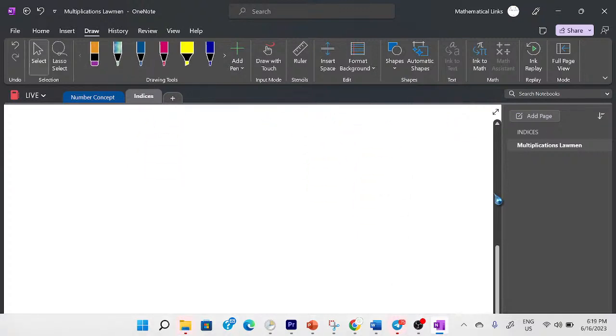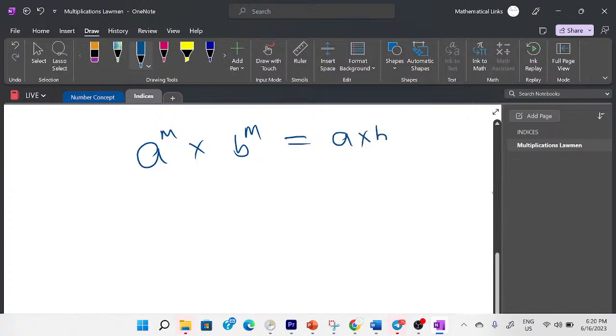What if you have something like this? You have a to the power of m times b to the power of m. How do you deal with this? When you have something like this, it's going to be a multiplied by b, then they have the same power. Take for instance, you have 2 to the power of 3, then times 3 to the power of 3.